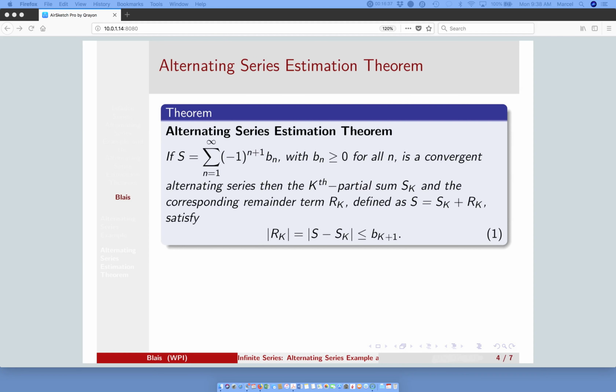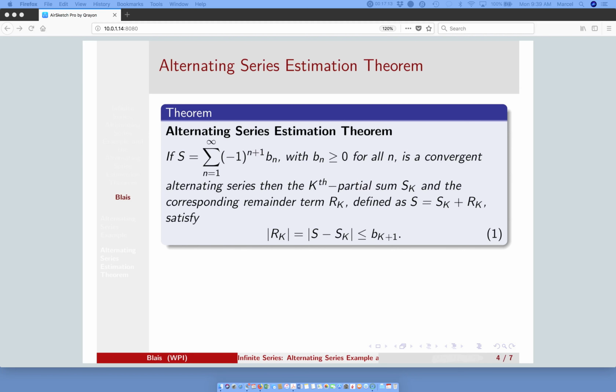Let's now look at the alternating series estimation theorem. This is a very important theorem. In particular, in this course, this theorem is going to be one of your best friends. Because remember, the goal is to get into representing a function, so a function of x, as a series that involves that variable x. That's where we're going with this. And the big result there is called Taylor's theorem.